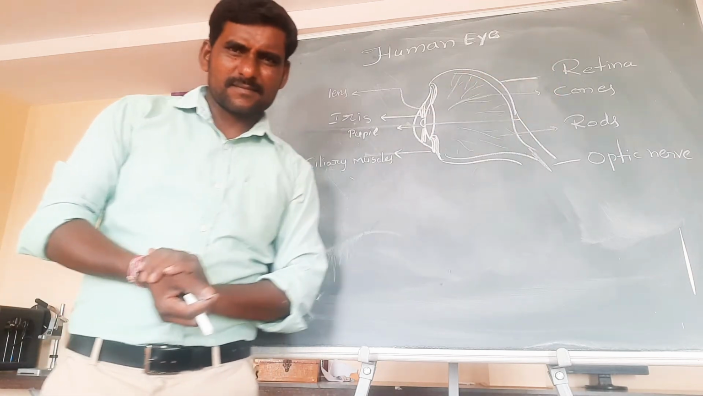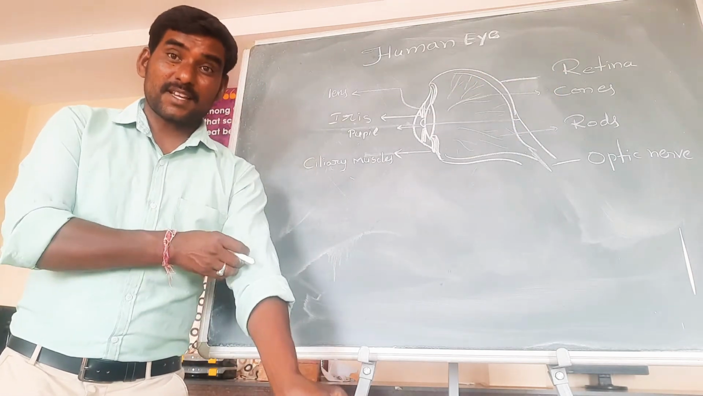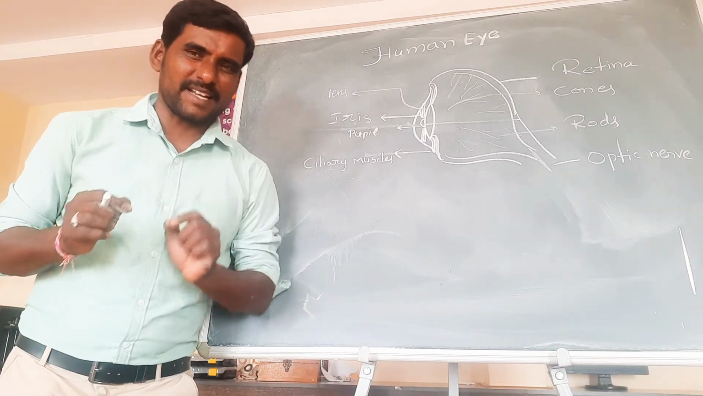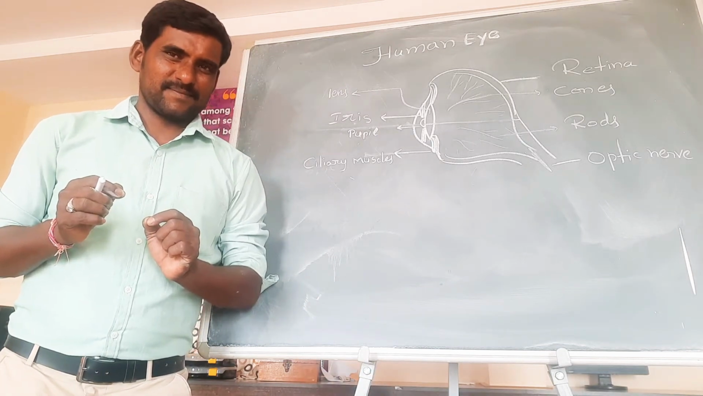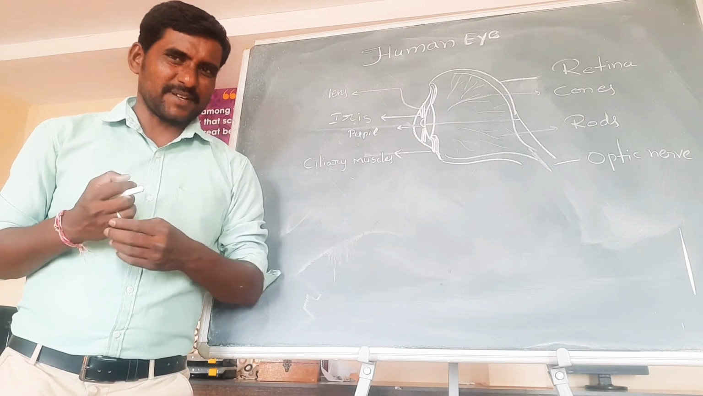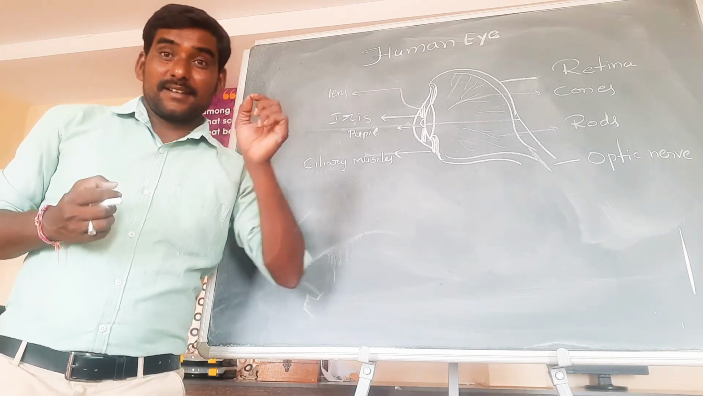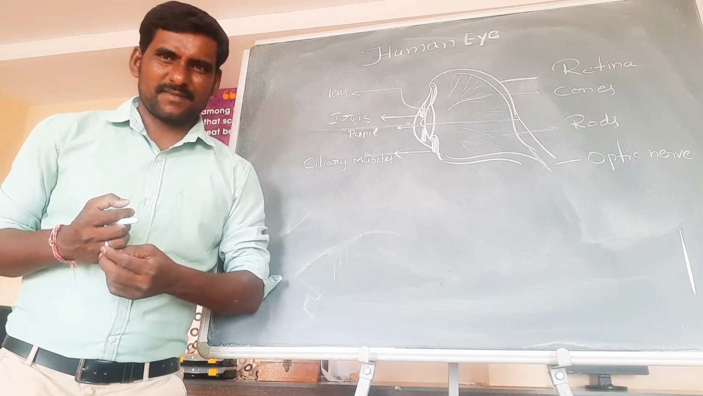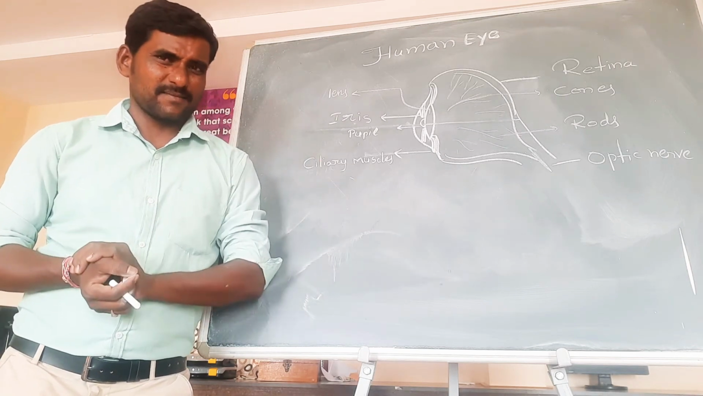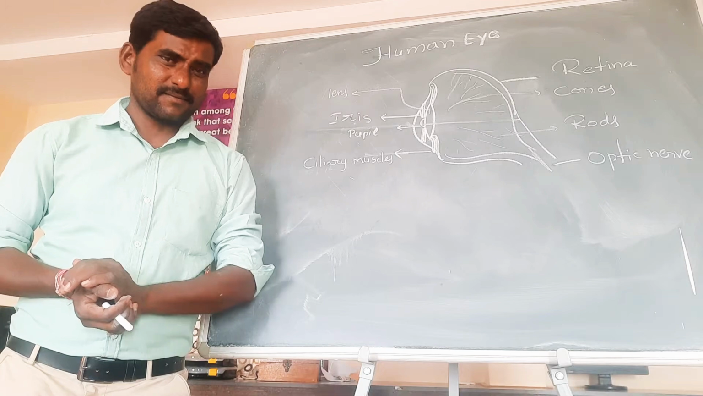Next, rods. Rods can identify the intensity of light. Daytime, nighttime, that can identify. Due to absence of rods, the person may get night blindness. In general, we call it as ray chikati. After 6 o'clock, they can't see.